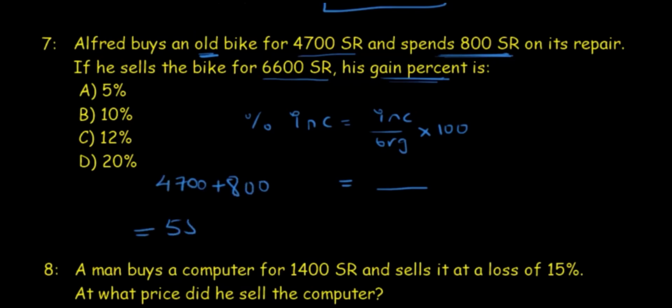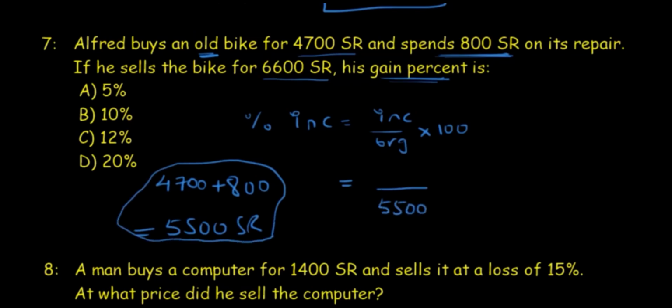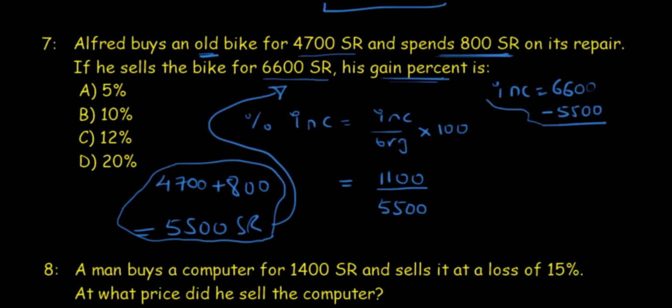So originally he paid 5,500 Saudi riyals on it. That was the original price that he paid. How much is the increase from 5,500 to 6,600? The increase is 1,100 riyals. So I'll write it down here. Increase is what he sold it for. He sold it at a profit. Take away this, that's the increase. So here and here: increase over the original times 100.